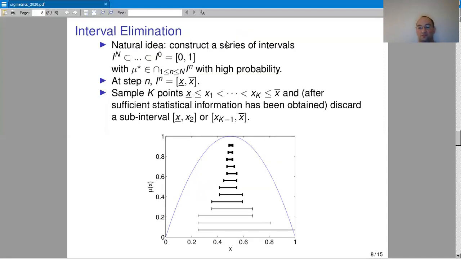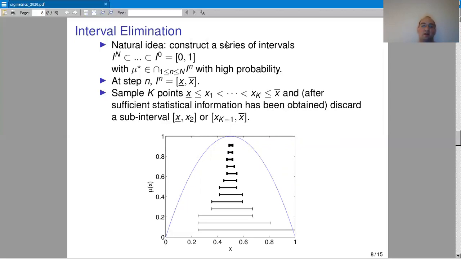So now, of course, this leads us to a stochastic extension of this idea, which is to construct a series of nested intervals and make sure that the maximum of the function always belongs to the intersection of those intervals, at least with high probability. It might be that the algorithm fails with a small probability, but if that probability is small enough, that is not going to affect the expected regret.